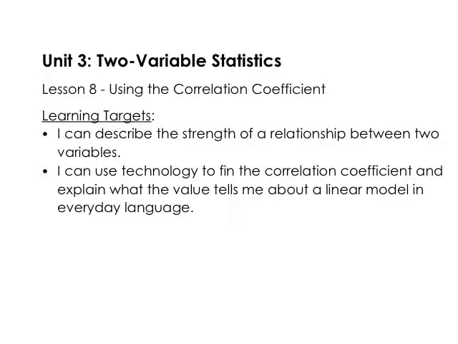Hello, Algebra 1 class. This lesson, lesson unit 3.8, is about using the correlation coefficient. This value, the correlation coefficient, we learned first about it in lesson 7, and this is a continuation of that lesson. The learning targets are: I can describe the strength of a relationship between two variables, and I can use technology to find the correlation coefficient and explain what the value tells me about a linear model in everyday language.